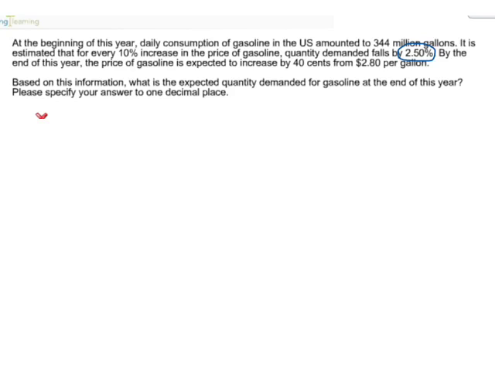All right, so by the end of this year, the price of gasoline is expected to increase by 40 cents from $2.80 per gallon. Of course, that's to $3.20 a gallon. Based on this information, what is the expected quantity demanded for gasoline at the end of this year?